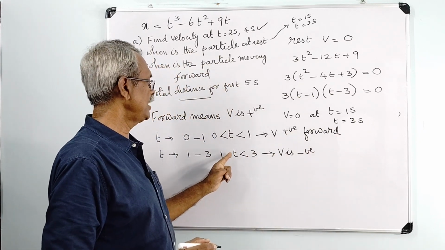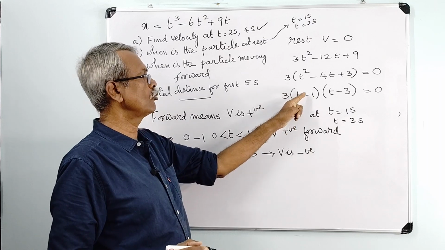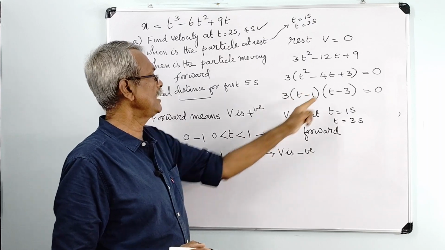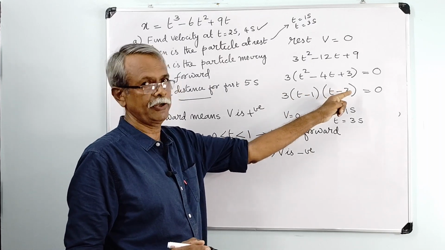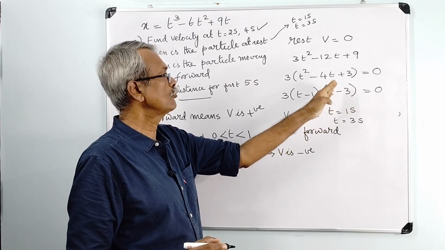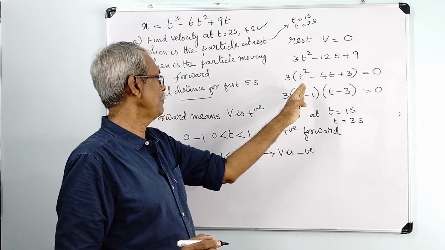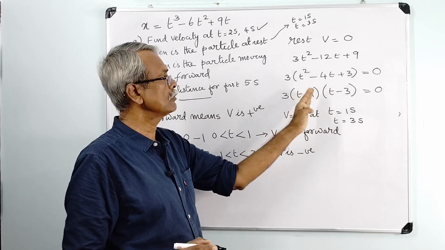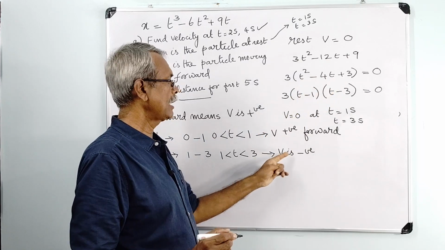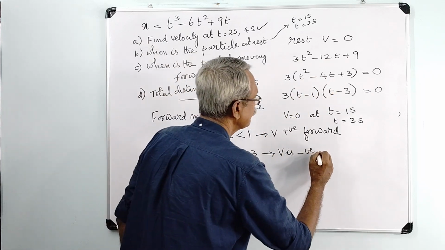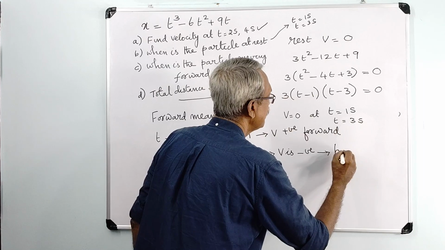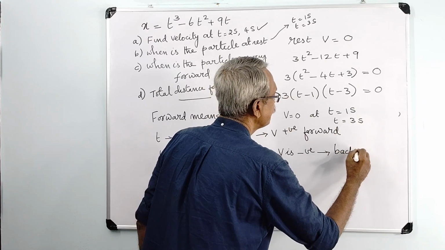Because when t is greater than 1, this will be positive. When t is less than 3, this will be negative. Therefore, this will be positive, this will be negative. Therefore, the product will be negative and the velocity is negative. Therefore, this moves in the backward direction.